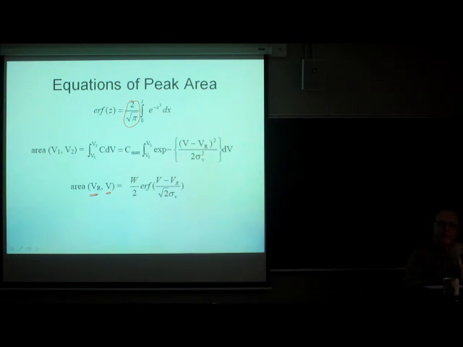But if it's a volume before the peak maximum, you're going to have to deal with an error function of a negative number, which is perfectly well defined, except Excel doesn't know what to do. But it turns out to be quite simple. So the area from VR to V, if V is greater than VR, is W over 2. W over 2 means half of the amount injected, times the error function of V minus VR over root 2 sigma V.